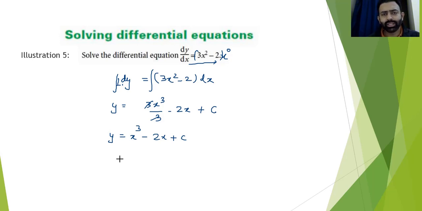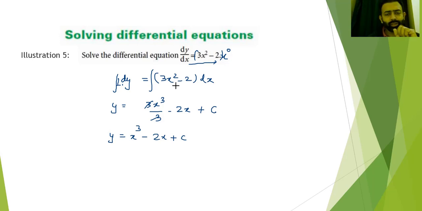The meaning of this solution is that your original function is y is equal to x cubed minus 2x plus some constant. If you differentiate this, you will get the differential coefficient dy by dx as 3x squared minus 2. That is the meaning of solving a differential equation. We have been given the differential equation, and solving it means finding the function whose derivative is given in the question.